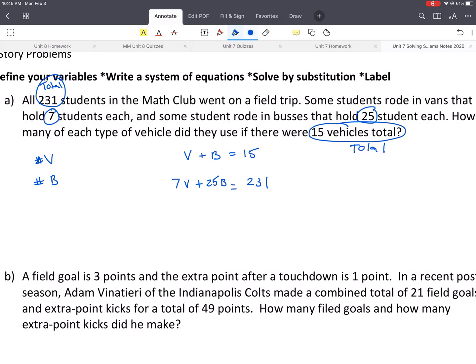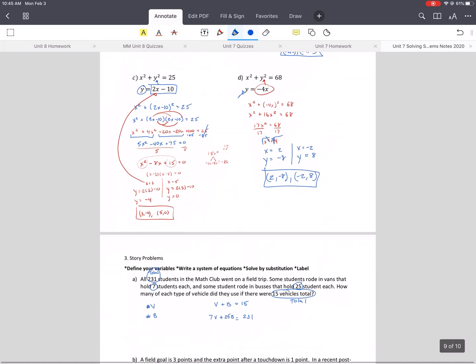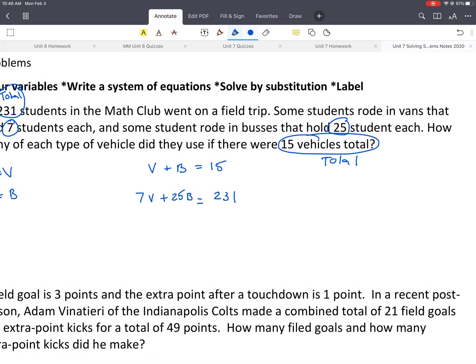All right, so we have our two equations, and it's just like the ones that we did right here. So we have two linear equations, and we're going to want to solve those. Okay, so first thing you're going to want to do is solve or isolate one of your variables. So I would always start with the equation that doesn't have any coefficients. So you could solve for v, you could solve for b very easily. You could just subtract b from both sides. So you'd get v is equal to 15 minus b.